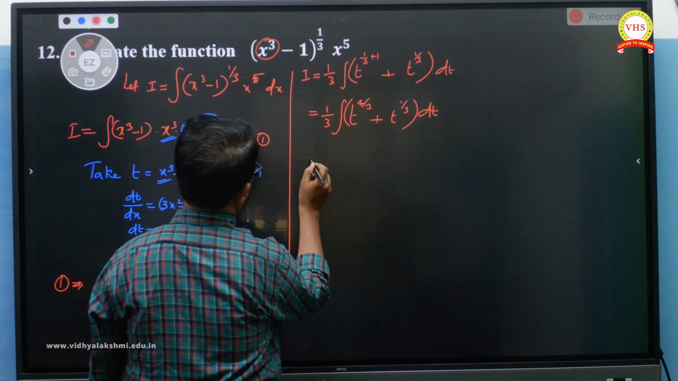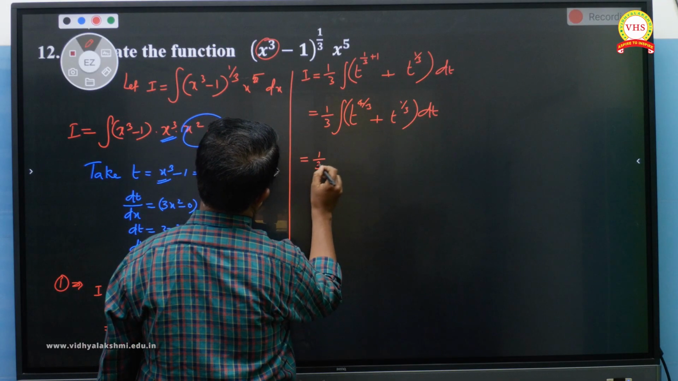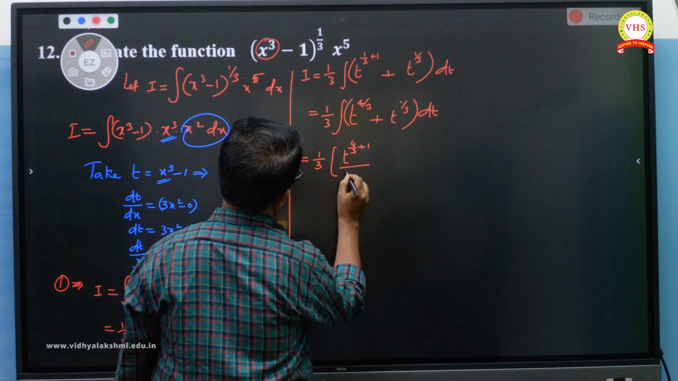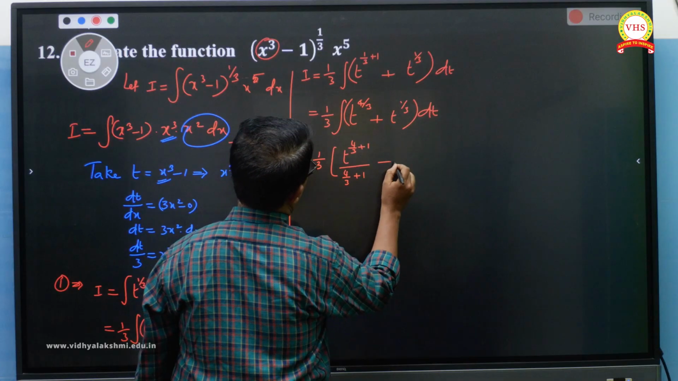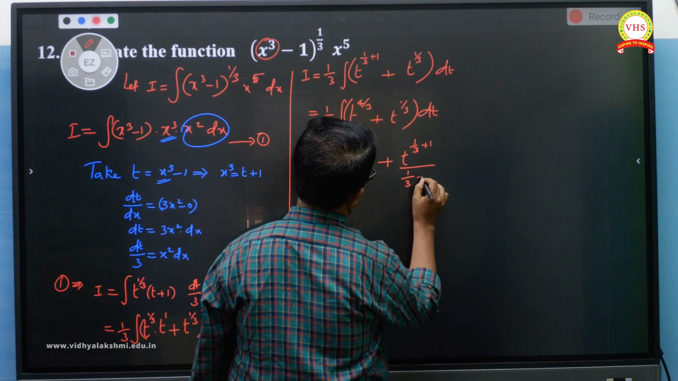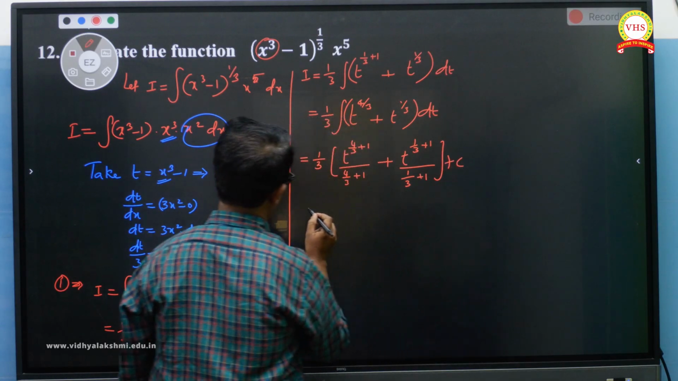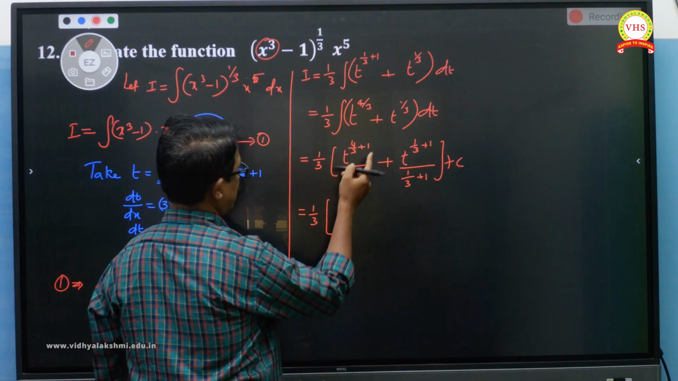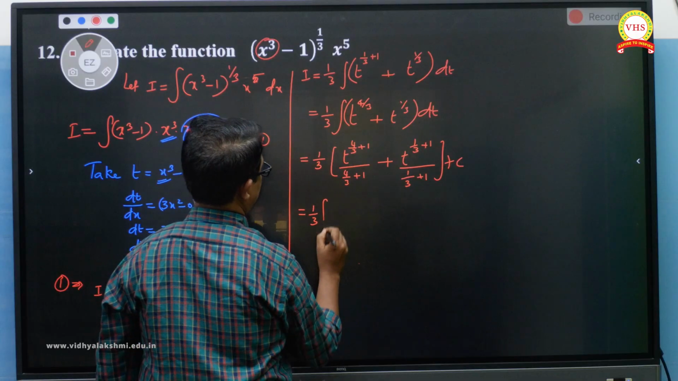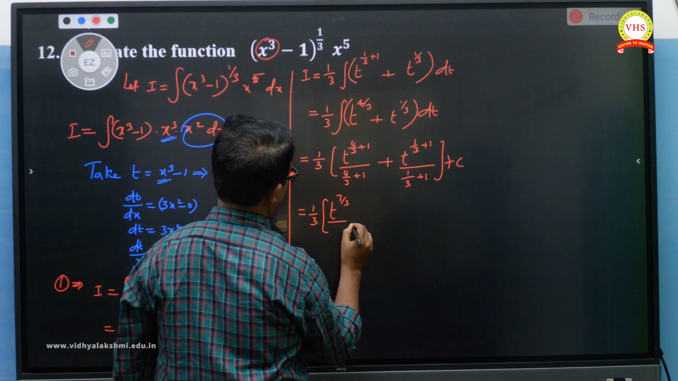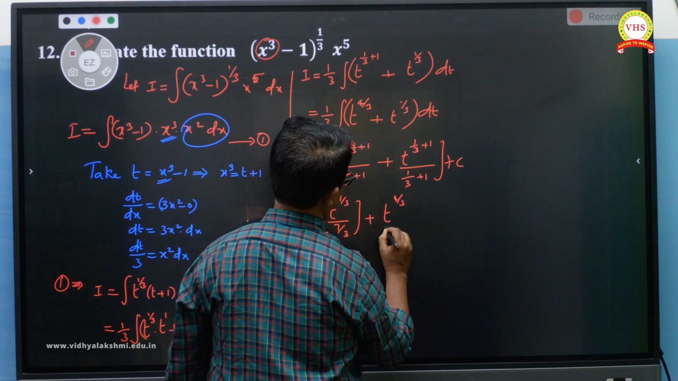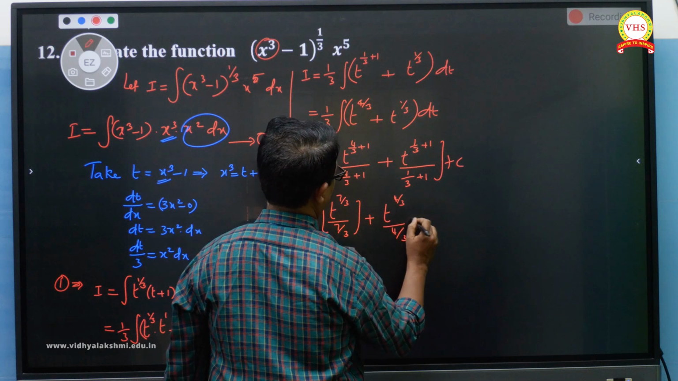Now integrate as usual with the x power n formula. That is t to the power of 4 by 3 plus 1, divided by 4 by 3 plus 1, plus t to the power of 1 by 3 plus 1, divided by 1 by 3 plus 1, plus c. Now this is 1 by 3 into, that is 7 by 3, t to the power of 7 by 3 divided by 7 by 3, and then plus t to the power of 4 by 3 divided by 4 by 3, plus c.